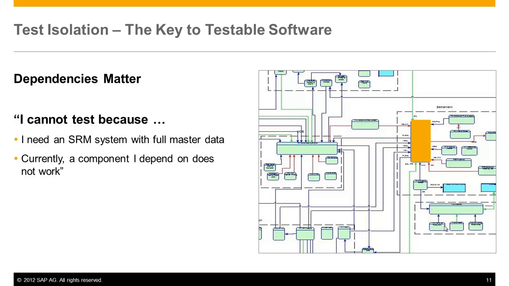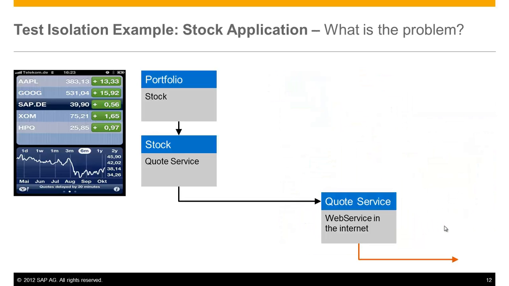What can be done about this? This is what test isolation is all about. And I want to show it by a small example. Let's say you have a stock application with a portfolio, a list of stock. And each stock, of course, has a current value. And you want to know how much money you currently have. So you have a quote service that goes out to the internet and gets the current values of the stock. And of course, you want to test this whole thing. Now, of course, this is trivial because you're just adding numbers, but it will show the principle.